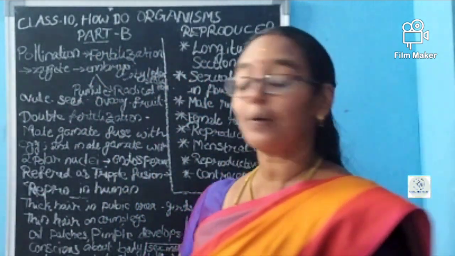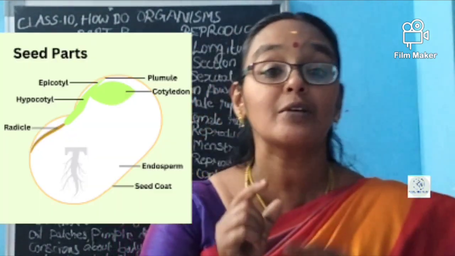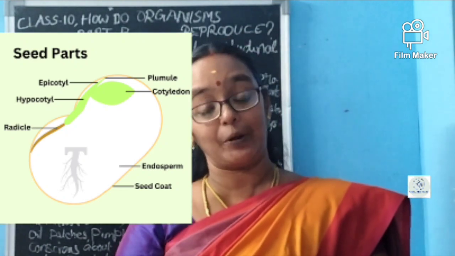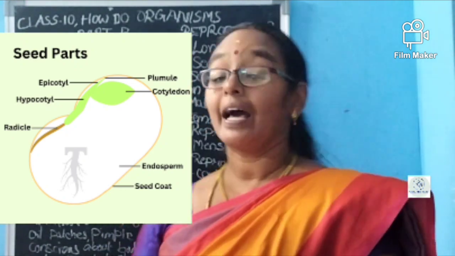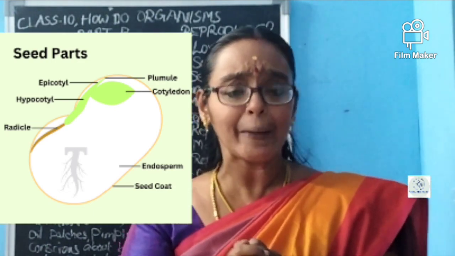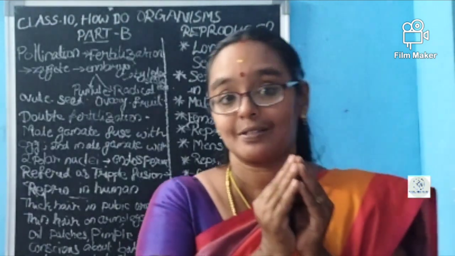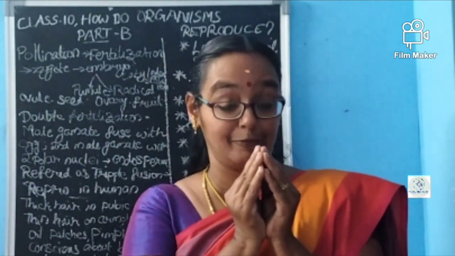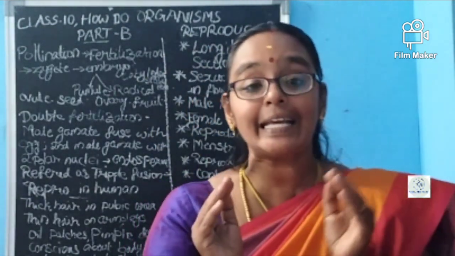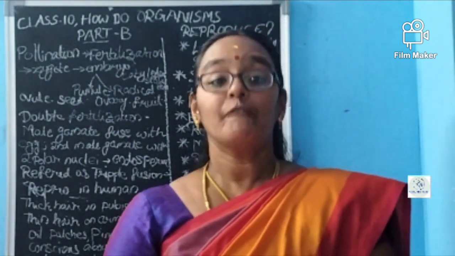This embryo contains what? Plumule. What is the meaning of plumule? The plumule is the future shoot present in this embryo, and the radicle is the future root present in this embryo. And this embryo is covered with what? Cotyledons. You have learned this in the smaller classes itself. What is the cotyledon doing? It is providing food for the developing embryo.